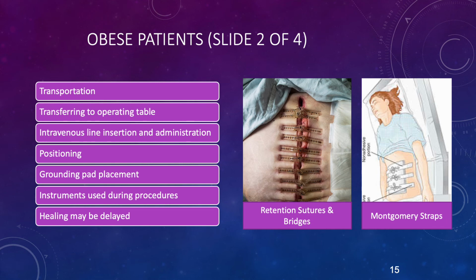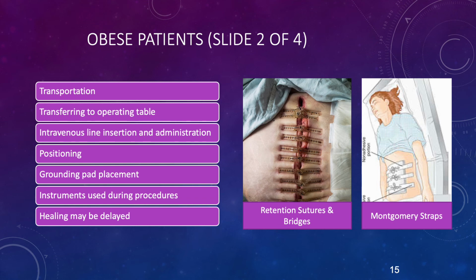Also, the patient is going to need a grounding pad. So we want to make sure that we are really diligent about checking the skin integrity and not putting that grounding pad over wrinkled skin or skin that has folds in it. Okay, instrumentation. We need to anticipate the need for longer instruments, larger retractors, longer hemostats, longer ties, and we can probably expect a longer operating time.